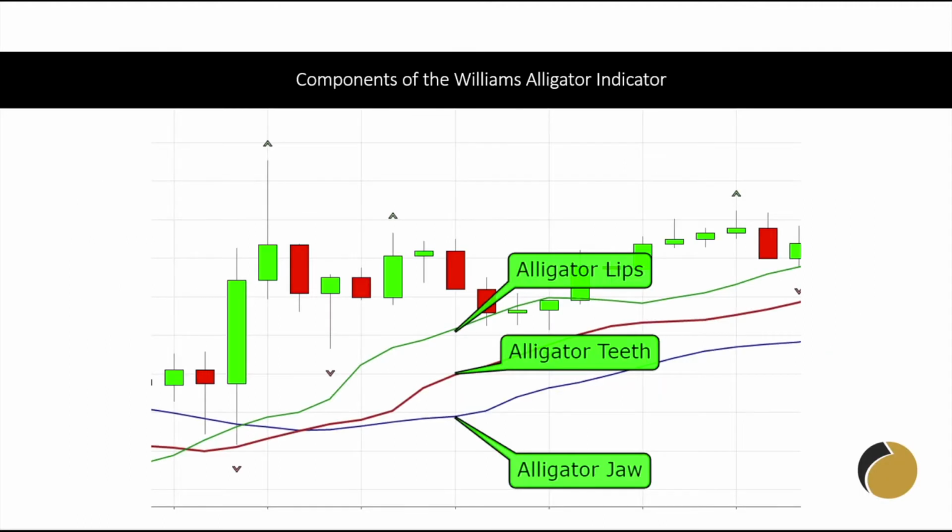So here's how the Williams Alligator Indicator would look on a candlestick chart. The green line represents the fastest moving average, which is the lips. The red line, or the middle line, represents the middle moving average, which is the teeth. And the blue line would be the slowest moving average, which is the jaw.